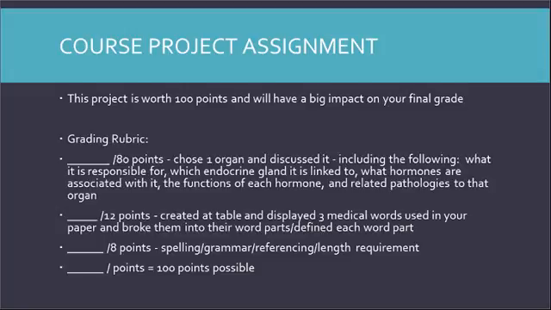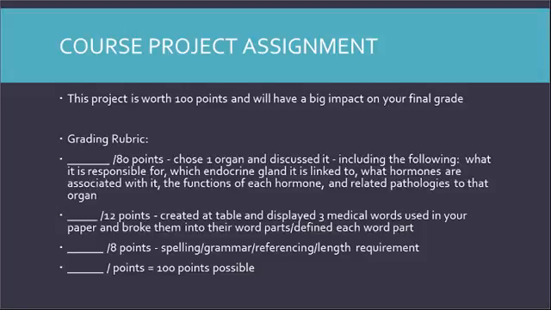So 80 points. So the whole meat and potatoes is from you choosing that one organ and then discussing it in the following fashion. And again, it's all those things we just talked about on the previous slide. What the organ's responsible for, what endocrine gland it's linked to, what hormones are associated with it, the function of those hormones, and related pathologies to that organ. 12 points are going to come from that table, so you do not want to skip out on that table. The table, I'll show you an example here in a second. It doesn't have to be hard and complex. It's quite easy. Display 3 medical words you used in your paper.